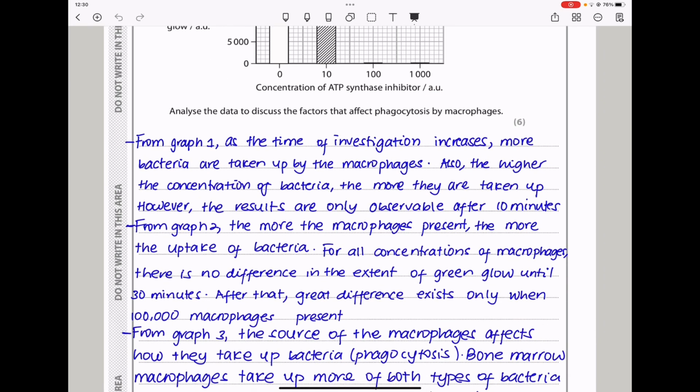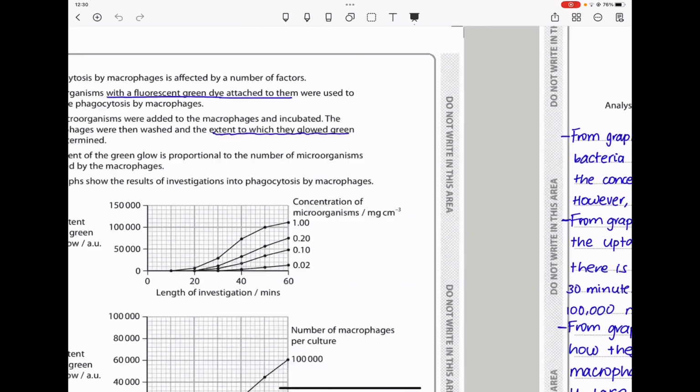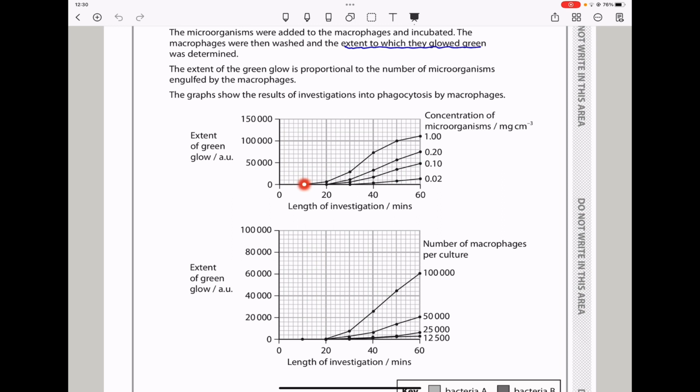So here they say analyze the data to discuss the factors that affect phagocytosis by macrophages. So I said from the first graph, as the time of the investigation increases, more bacteria are taken up by macrophages. Also, the higher the concentration of bacteria, the more they are taken up. However, the results are only observable after 10 minutes. If I take you back here, you can see it's only after 10 minutes that we can begin to observe the results. Although we see the higher the length of the investigation and the higher the concentration, the higher the extent of green glow.